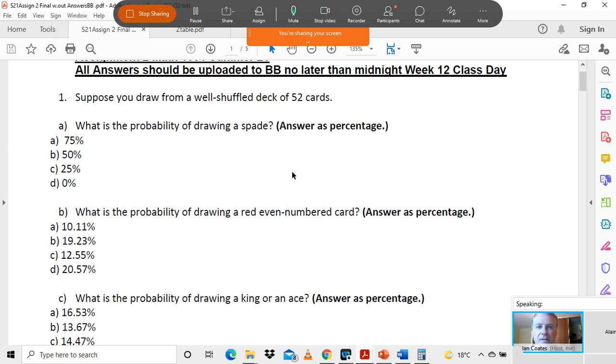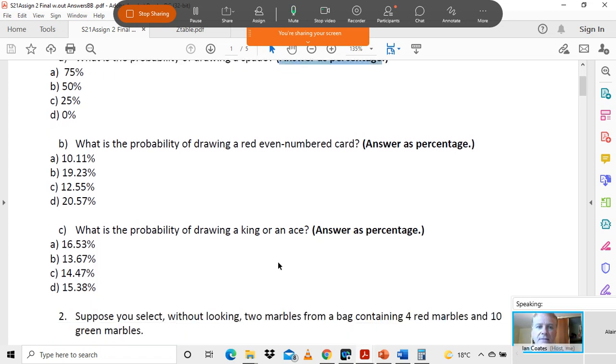What is the probability of drawing a spade? And I've given you guys these parameters right here. Answer as a percentage. Okay, what is the probability of drawing a red even numbered card? Well, you're going to have to go through even numbered cards. So I'm looking at 2, 4, 6, 8, 10. Red, there are two, there's diamonds and hearts. So from there, you can figure out your probability. Okay. What is the probability of drawing a king or an ace? Remember those key words? Or, and then, and then.